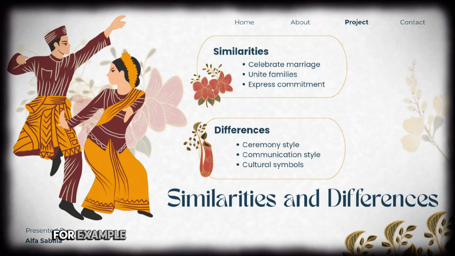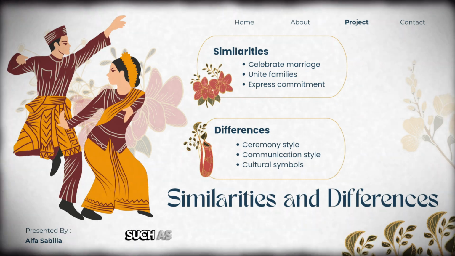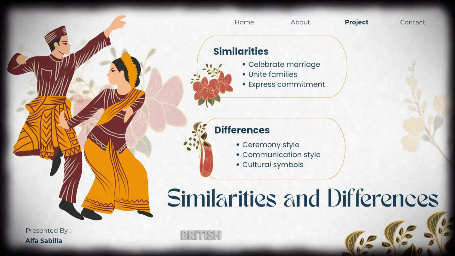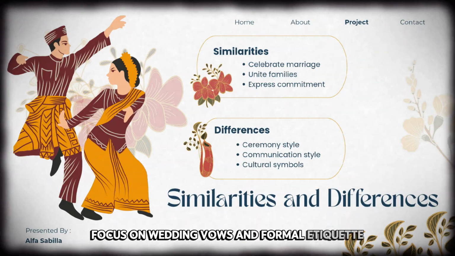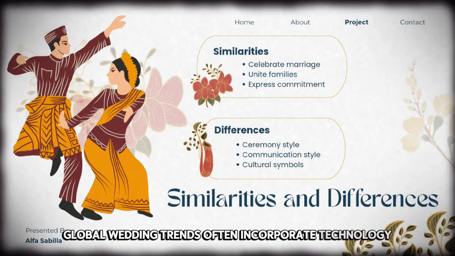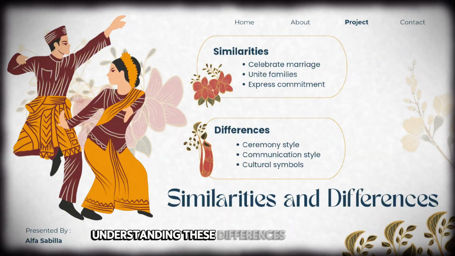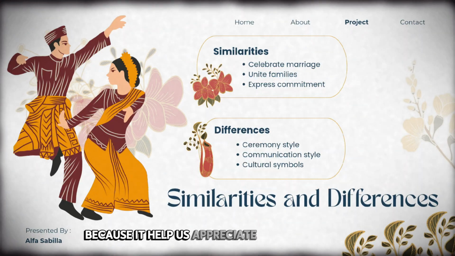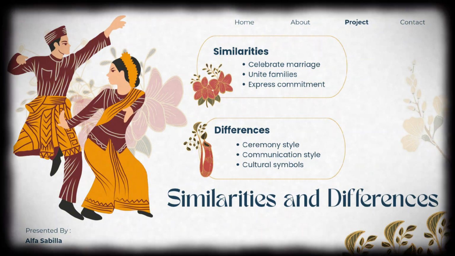For example, Malay weddings involve traditional ceremonies such as tepuk tepung tawar and pantun. British weddings focus on wedding vows and formal etiquette. Global wedding trends often incorporate technology and multicultural influences. Understanding these differences is important because it helps us appreciate cultural diversity rather than judge it.